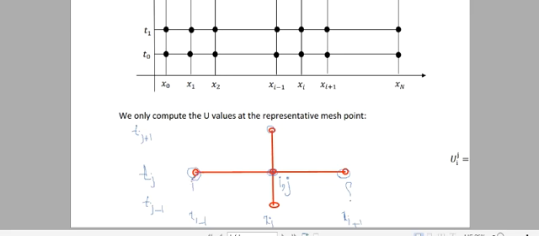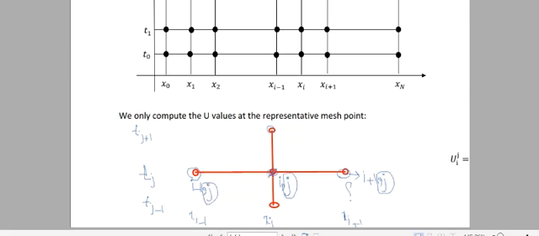The previous point has i minus 1 and j. Okay? And for the next point, we have i plus 1 and j. For this row, j is constant. For all points in this row, j is constant: i minus 1 and j, i and j, i plus 1 and j.